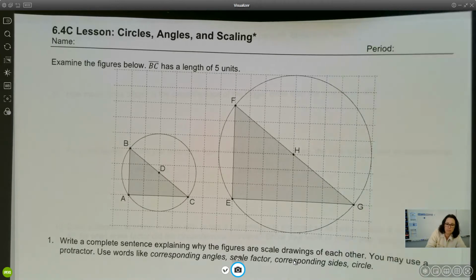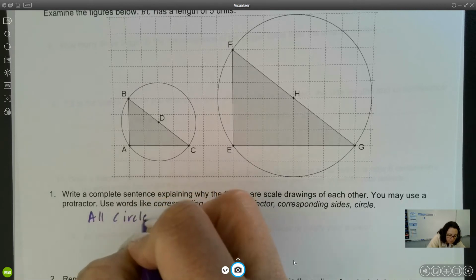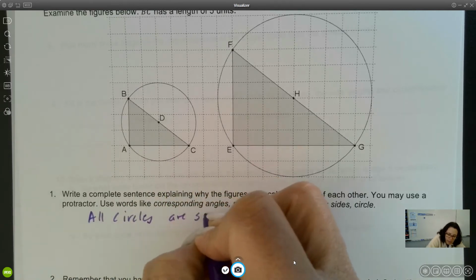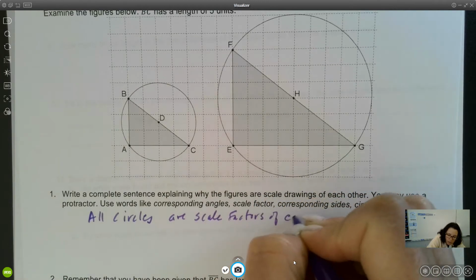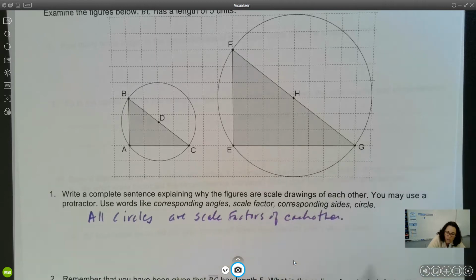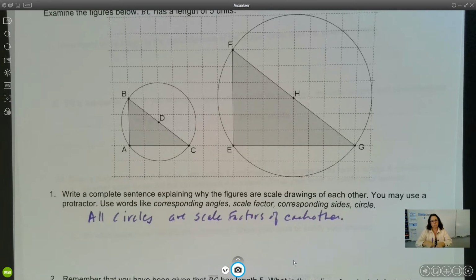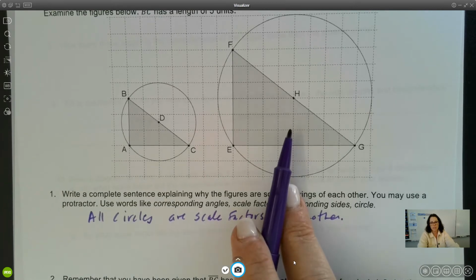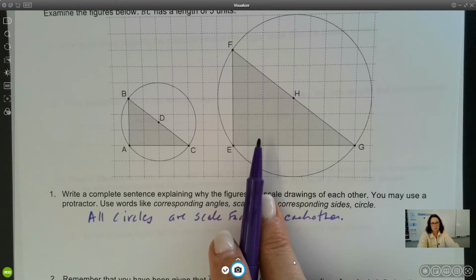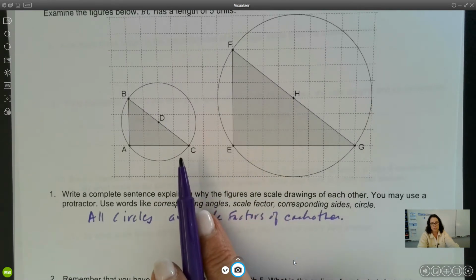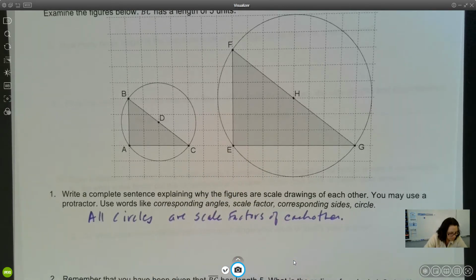Okay, so it's important to understand that all circles are scale factors of each other. If you think of this guy with a bicycle pump in it, you would have this guy. So this is completely proportional to this, meaning there is a scale factor to go from this one to this one and from this one to this one.